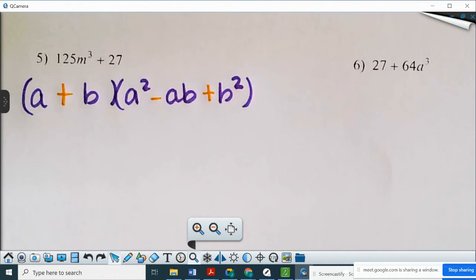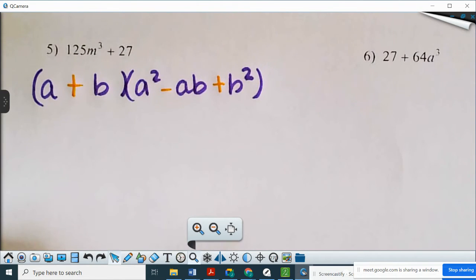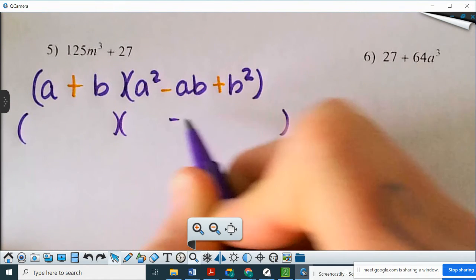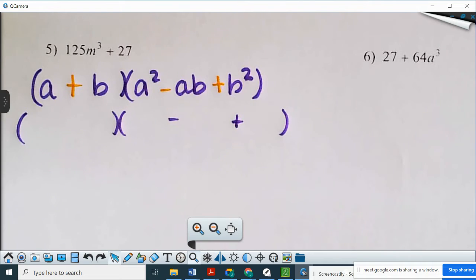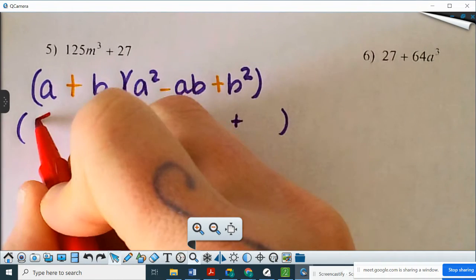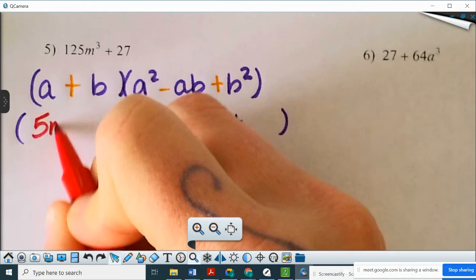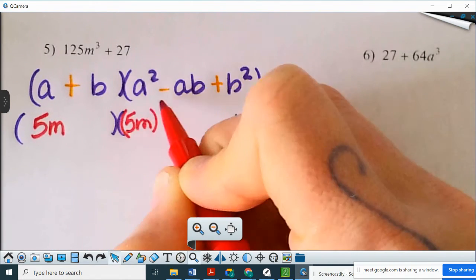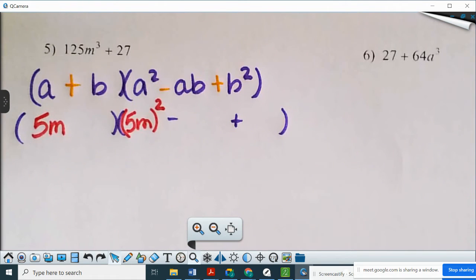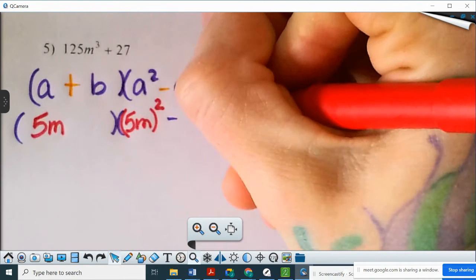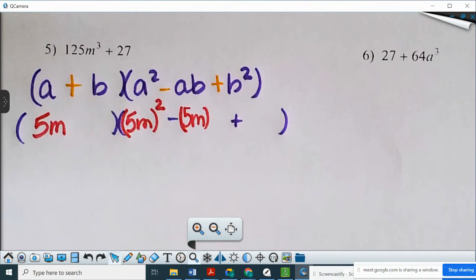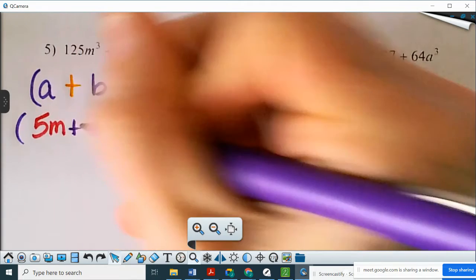There's not a GCF with 125 and 27. So we're going to cube root 125. And that, remember, gives us 5. So it's going to be 5 and m, because m cubed. So it's going to be 5m squared, the whole thing squared. And then 5m. And then we're going to cube root 27, which is 3.